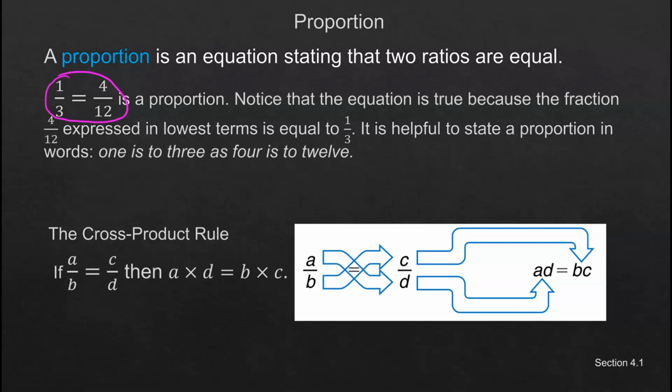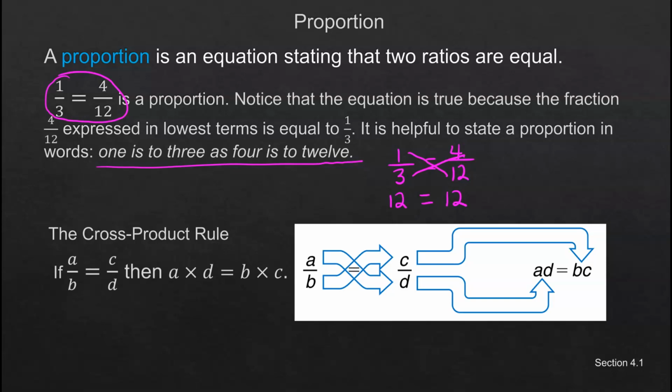And so if I were to cross multiply, I would get the same thing on both sides. And you can also look at this as 1 is to 3 as 4 is to 12, because that's how you can state a proportion in words. Now, if I did cross multiply those two, I'm going to write this out over here so we can look at it. If I took 1 times 12 and 3 times 4, then I get the same number on both sides, showing that it is equal.